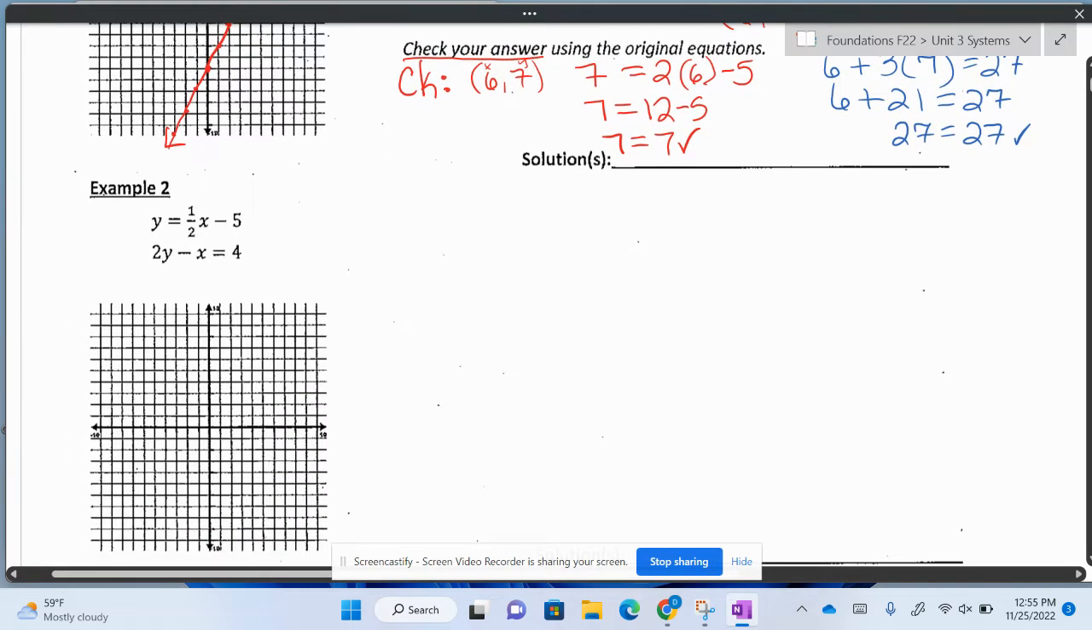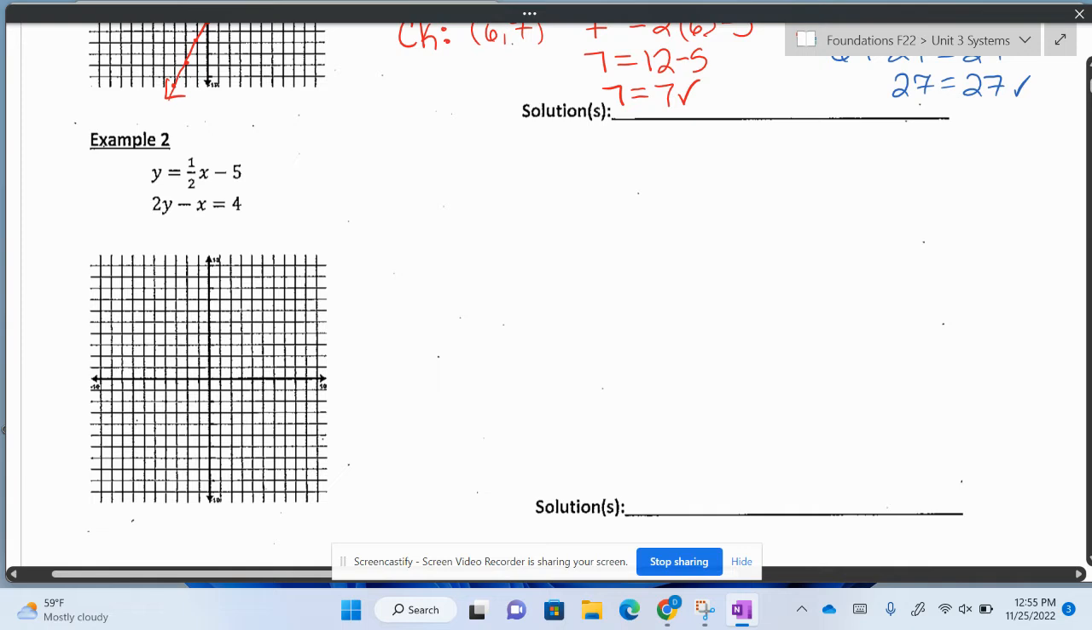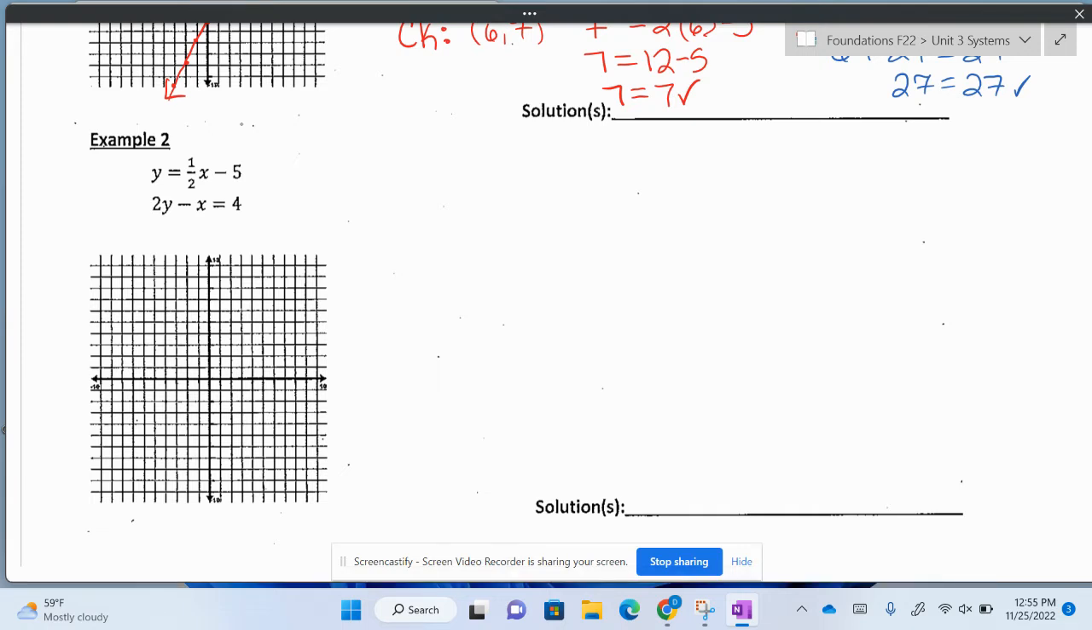So same thing, our example here, the first equation is written in slope-intercept form. So I'm going to begin at negative 5. That's my y-intercept, and I'm going to go up 1 over 2, and I'm going to continue that until I have a nice set of points that is going to allow me to draw a nice straight line.